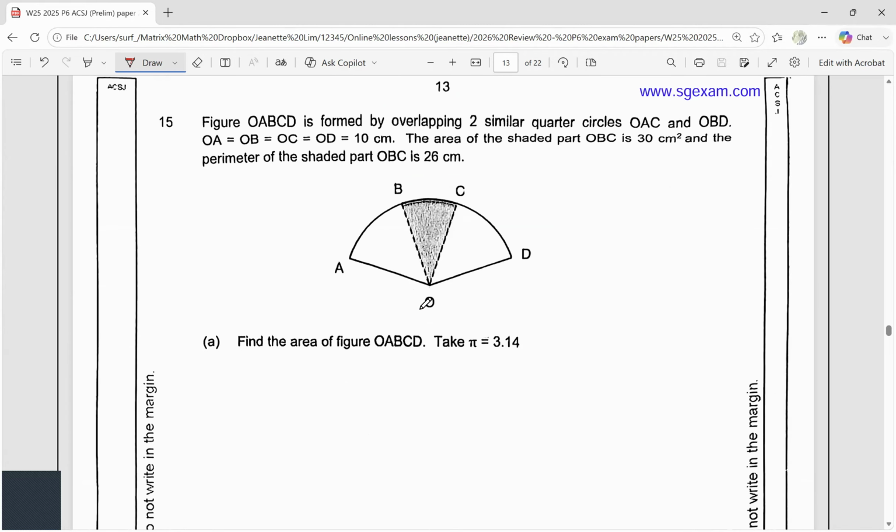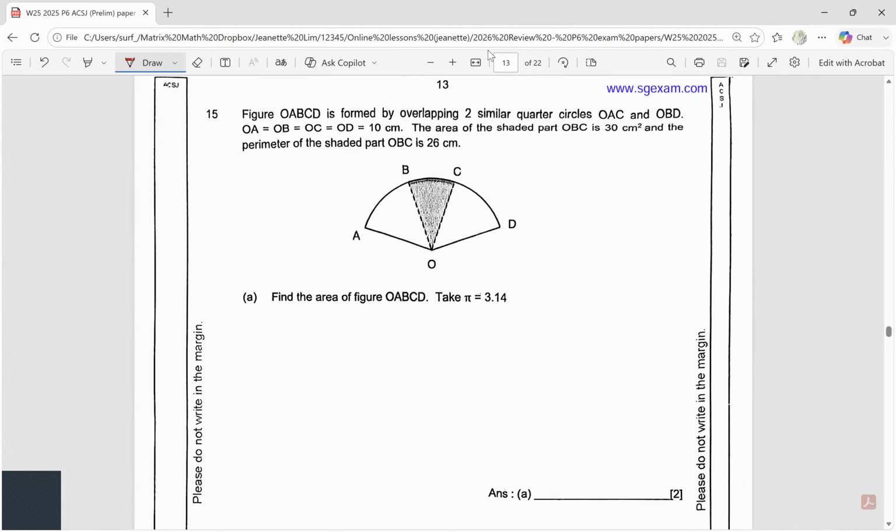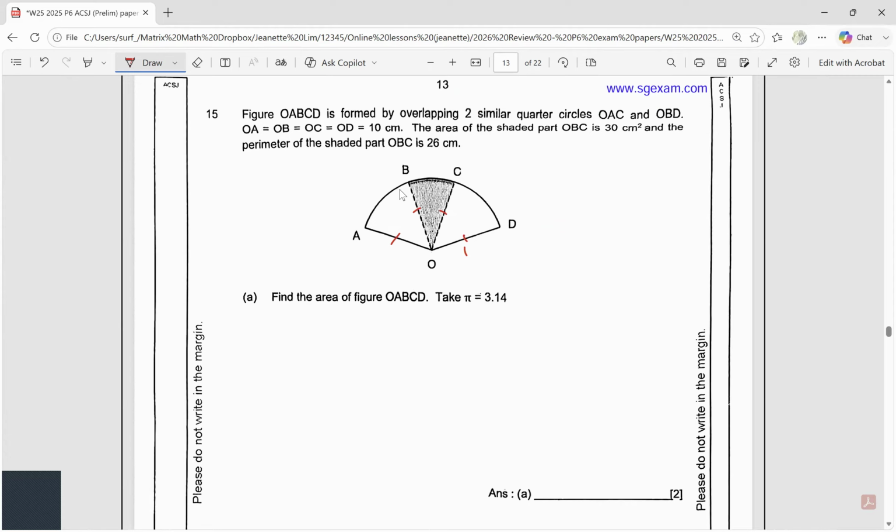Question 15. So we have this figure that's made up of two overlapping quarter circles. Then OA, OB, OC, OD are all the radius, which is 10 cm. So this is 10 cm. The area of the shaded part is 30 square cm. And we also have the perimeter of the shaded part, which is 26 cm.